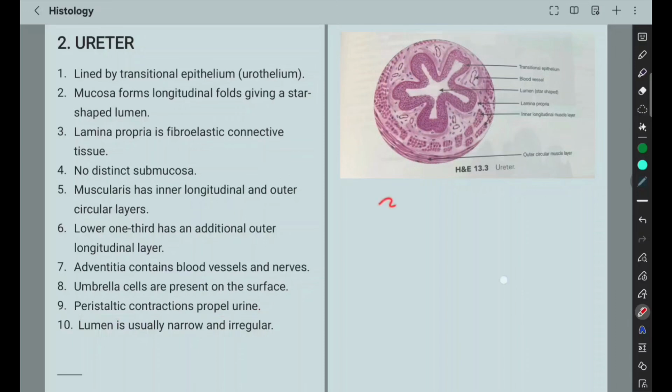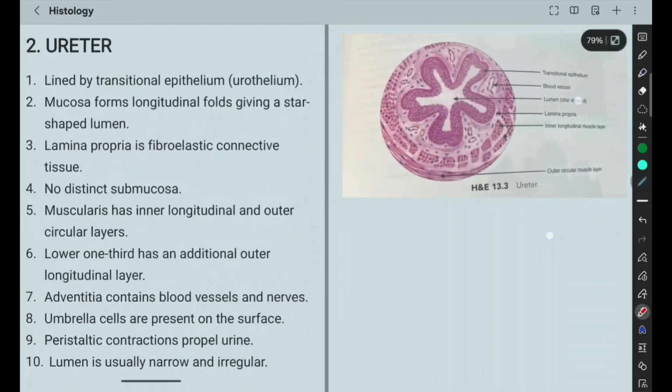Peristaltic contraction: if this is the ureter, the peristaltic contraction is going to push the urine. Like in the small intestine, all the food is moved by peristaltic movements, right? In the same way, urine is moved by peristaltic contractions. Lumen is usually narrow and irregular. Yes, it is star shaped, so it is narrow and irregular.